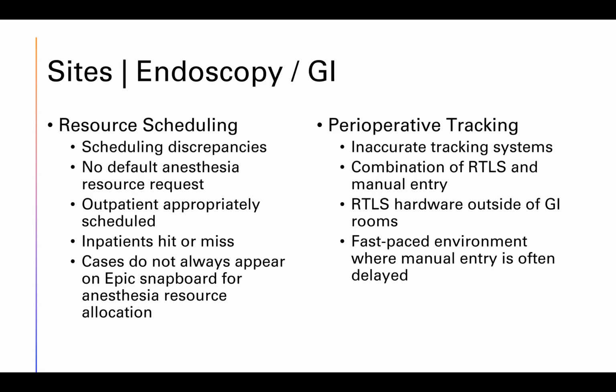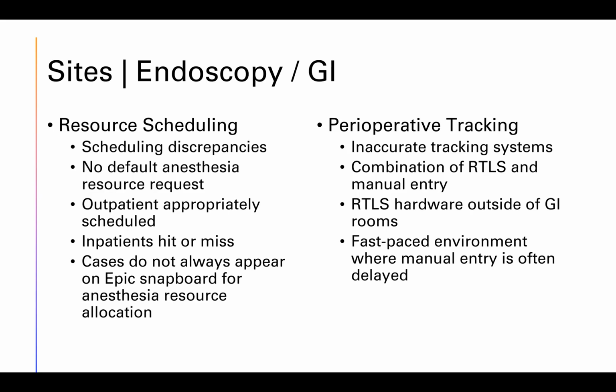Another very fast-paced area of the hospital is endoscopy and GI, where, especially when it comes to perioperative tracking, we see a lot of discrepancy because of the fast-paced movement of all the cases. For a procedure nurse to manually enter when a patient is in the room or out of the room or the procedure started, they chart that towards the end of the case instead of the beginning. They also have RTLS hardware in all the GI rooms.